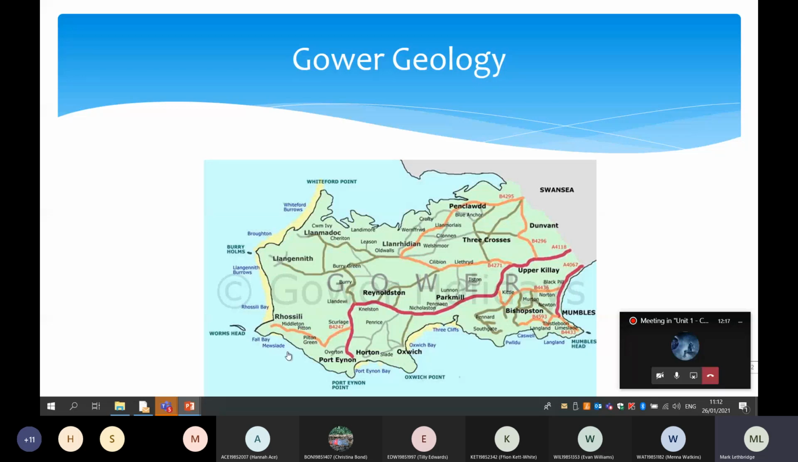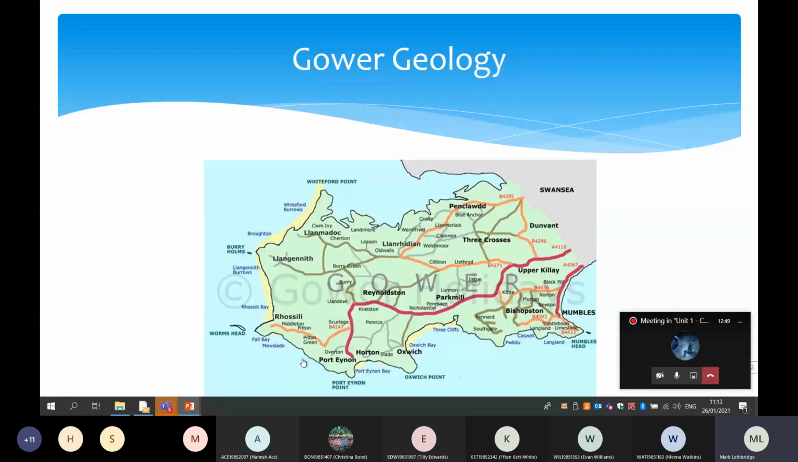But as we said last week, this area from Mewslade and Fall Bay down towards Port Eynon is a very straight section of coastline. We don't have really headlands and bays along it, but we do have this really big wave cut platform. That would suggest that that section, the southwest coast of the Gower, would be more of a concordant coastline. All of those rocks are eroding back at the same rate.